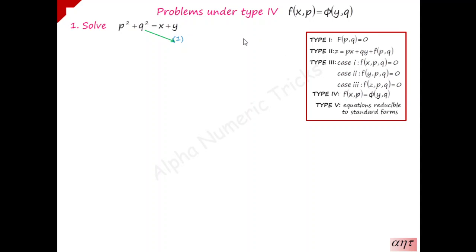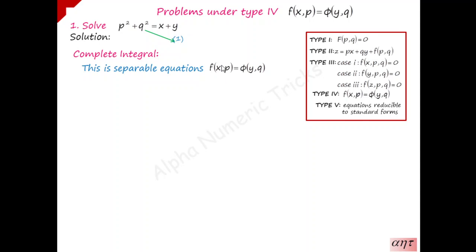Now we will see how to get the solution of this problem. First you have to find the complete integral. As usual, we write the problem as a separable equation, f of x comma p is equal to phi of y comma q. After that, we separate the terms, x terms together and y terms together, and equate that to a constant. Here p squared and x go together because p is dou z by dou x, so this is related with x. So p and x are combined together and q and y are combined together.